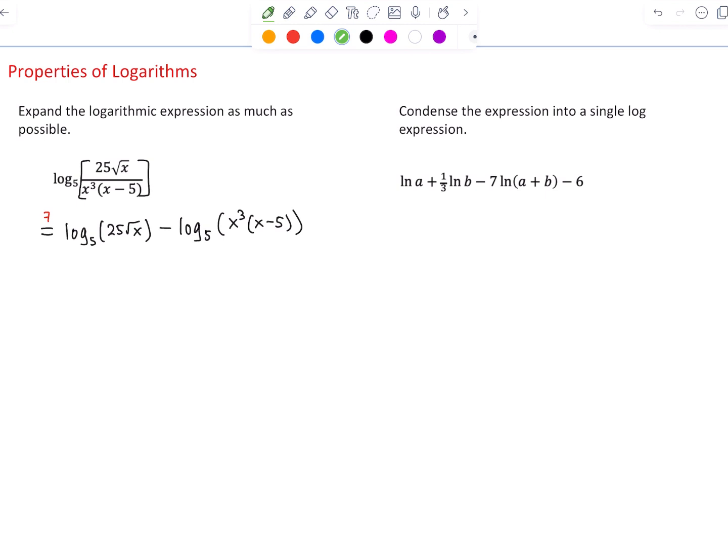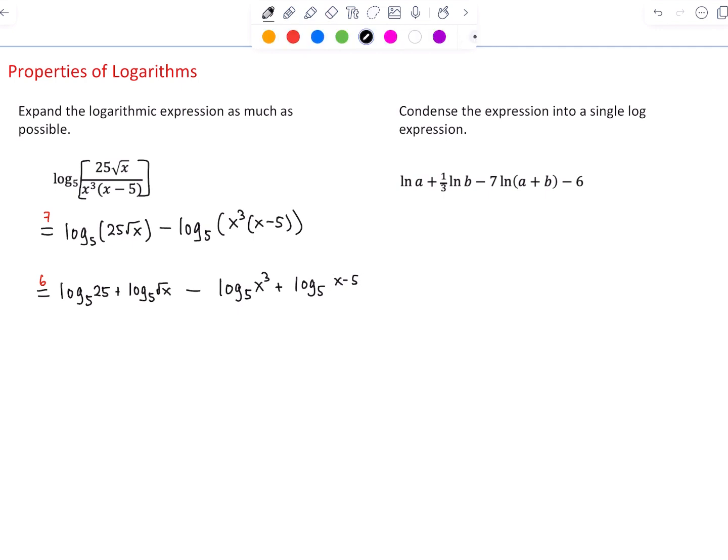All right, next, I see we have log base 5, but of a product, 25 times radical x. And again, we have a logarithm of a product, x cubed times x minus 5. So I'm going to use property 6 twice in this next step. So we have log base 5 of the first factor plus log base 5 of the second factor, and then minus. I will use property 6 on this logarithm expression. So we have log base 5 of the first factor, which is x cubed, plus log base 5 of the second factor. Definitely need to keep this one in parentheses.